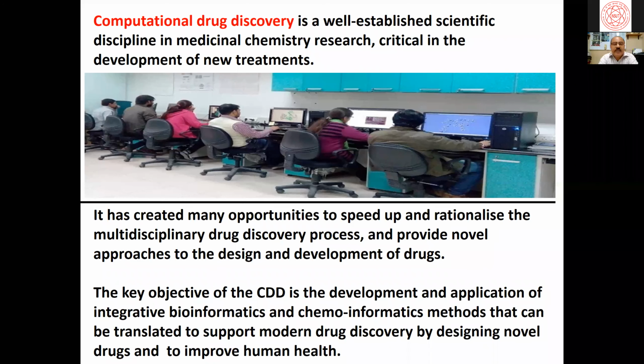Good. So computational drug discovery is not a new thing. It is already a well-established scientific discipline in medicinal chemistry research, which is critical in the development of various new treatments. And it is now an indispensable tool in the long process of drug discovery and development. It provides options for understanding chemical and biological systems in different ways, and also yields information that is not easy to obtain in laboratory analysis, with considerably less cost and effort than in experiments. It has created lots of opportunities to speed up and rationalize the multidisciplinary drug discovery process.